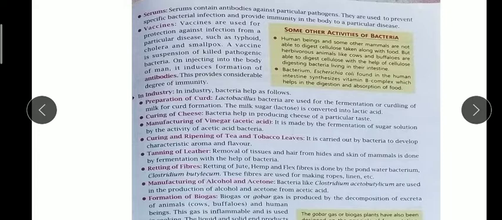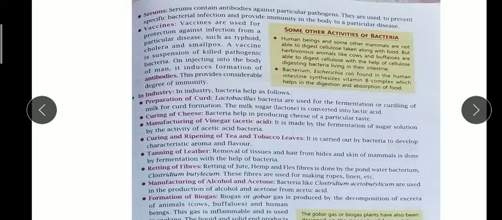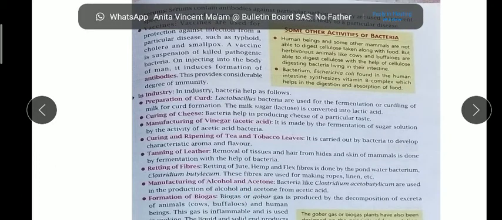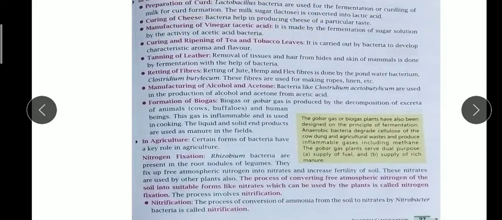It helps in the manufacturing of vinegar, ripening of tea and tobacco leaves, tanning of leather, retting of fibers, manufacturing of alcohol and acetone, and formation of biogas. It helps in agriculture also, for nitrogen fixation.